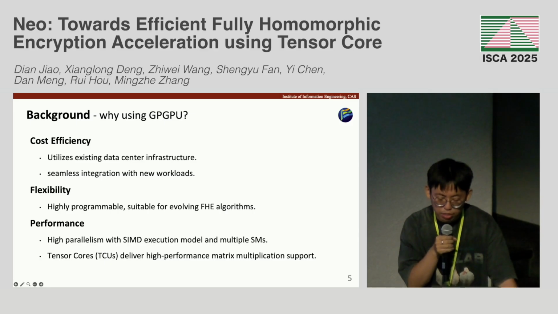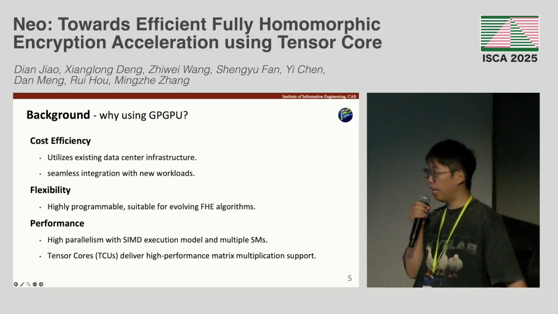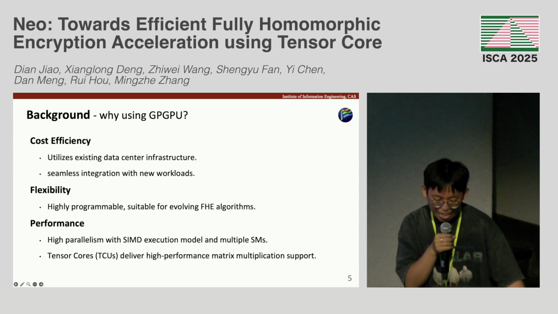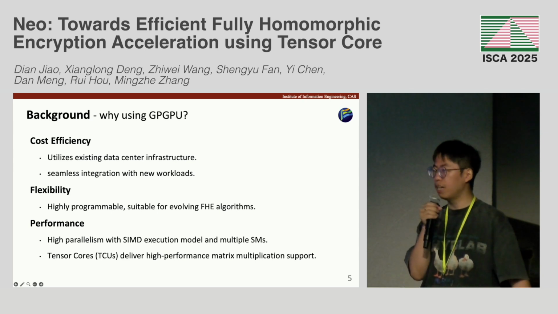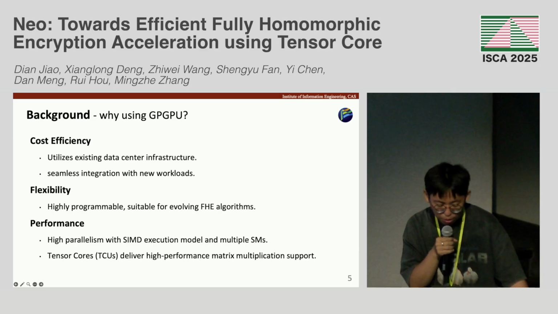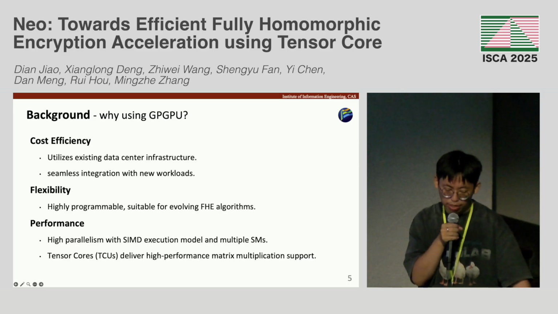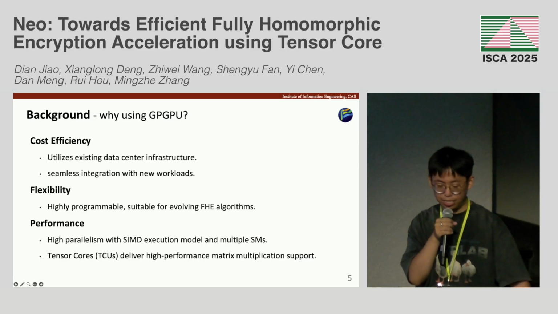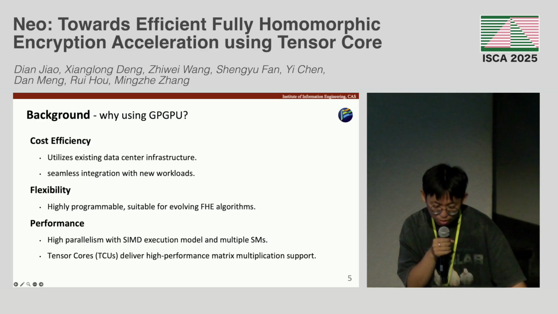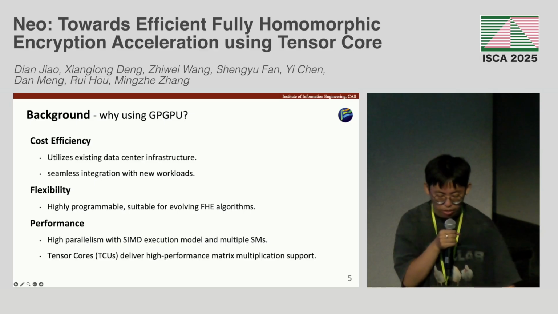Performance-wise, modern GPGPUs like NVIDIA A100 or H100 offer massive parallelism with thousands of concurrent threads, perfect for the parallel polynomial operations in FHE. They also feature high bandwidth memory, providing over 1.5 TB per second, far surpassing FPGA's bandwidth.